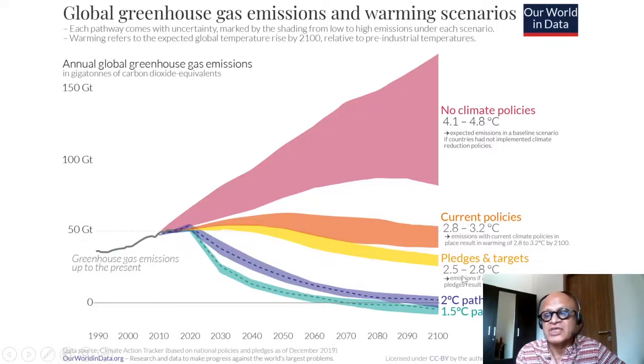And there are other ranges here, but the current policies only get us to this level here. The pledges and targets under the Paris Agreement bring us down a little bit, but that's still much further away from the 2 degrees C or 1.5 degrees C pathways. So this is the manipulation of the carbon cycle that will be needed to hit the global warming target.